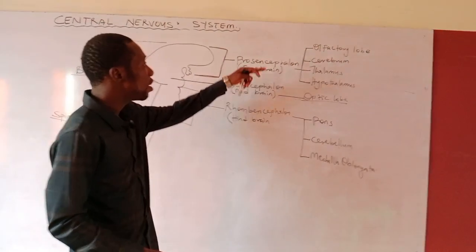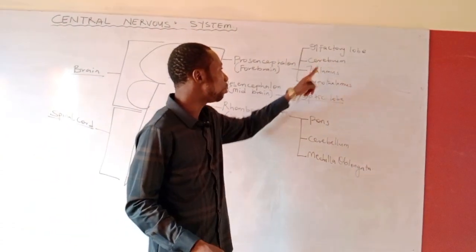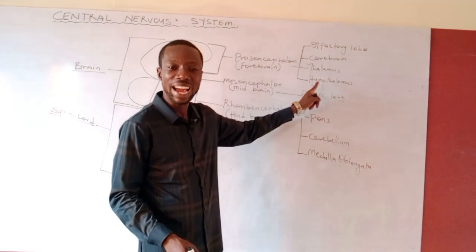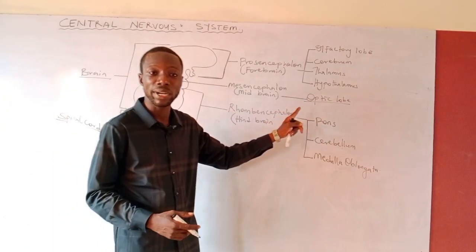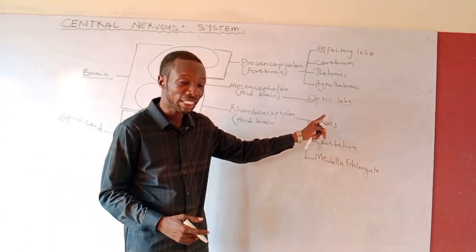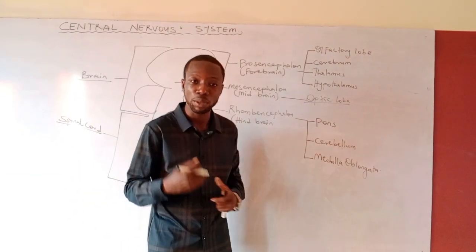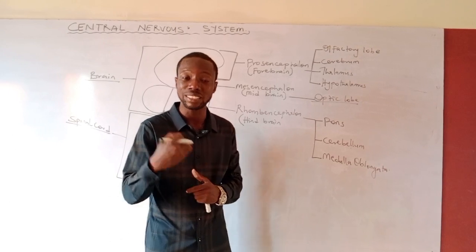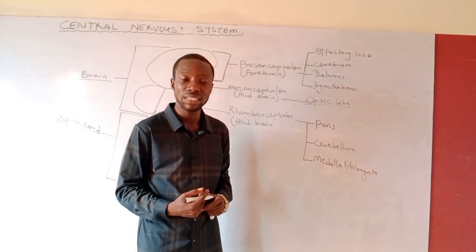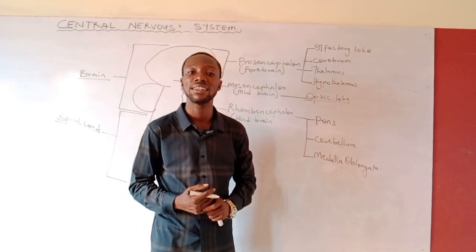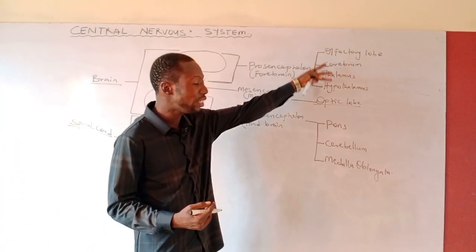So the prosencephalon comprises the olfactory lobe, the cerebrum, the thalamus, and the hypothalamus. The mesencephalon comprises only the optic lobe. Lastly, the rhombencephalon comprises the pons, also known as the pons varolii, the cerebellum, and the medulla oblongata. Now we are going to look at the functions of these structures.